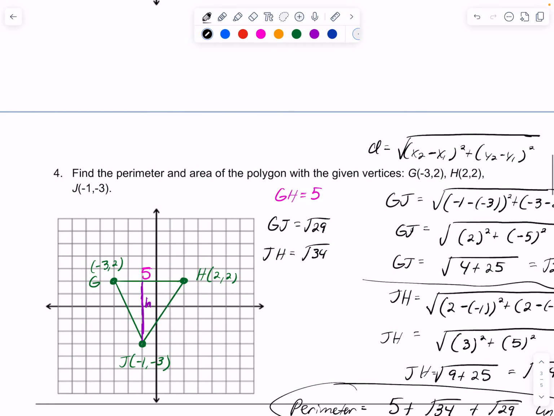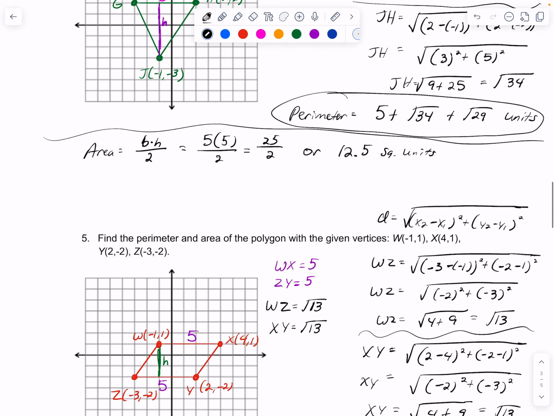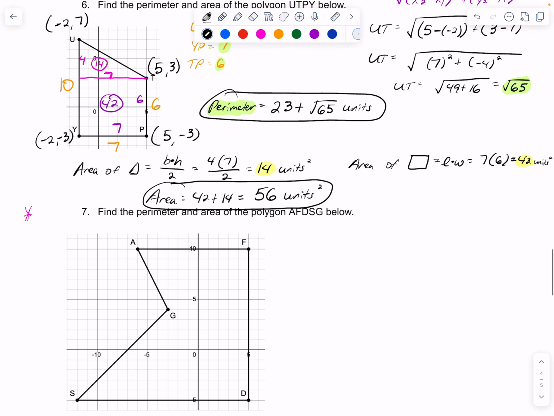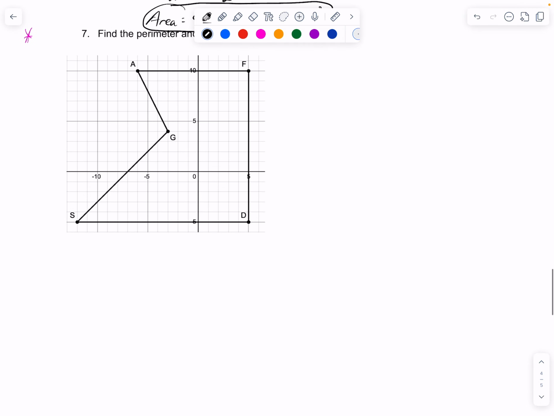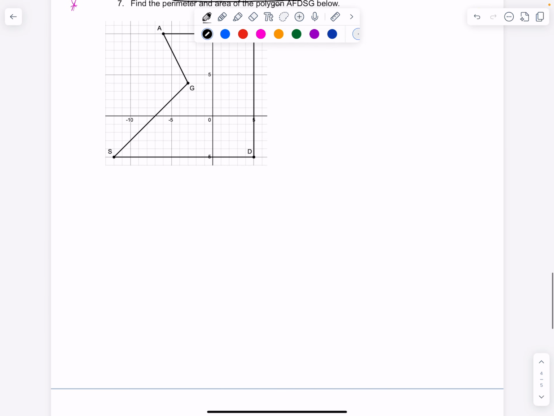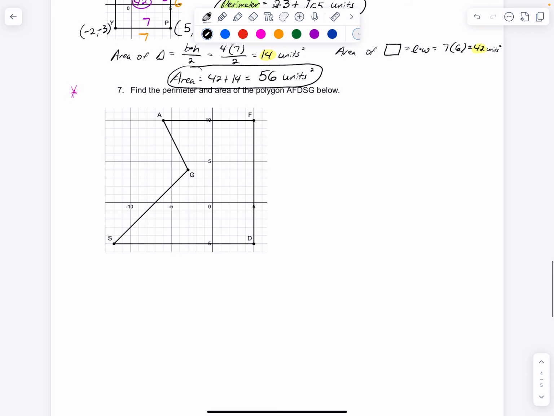So you'll see I've done 4 already. This will be on the key. I've done 5 already. I even did 6. Let's do 7. 7 is, I think, the most going on here. And it wants us to find perimeter and area, so both things. All right, so I'm going to do perimeter first. It seems to be what requires the most thinking, or at least the most work with the distance formula.